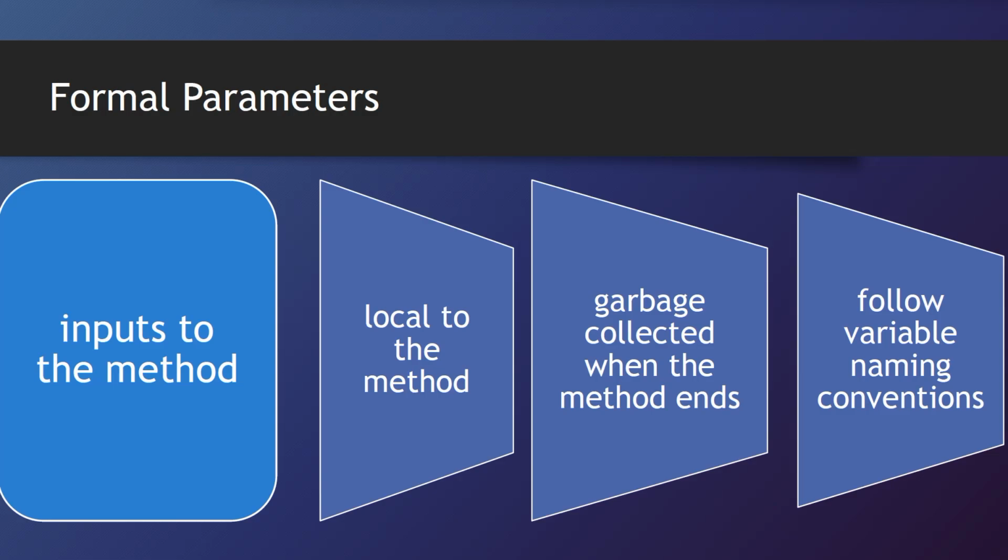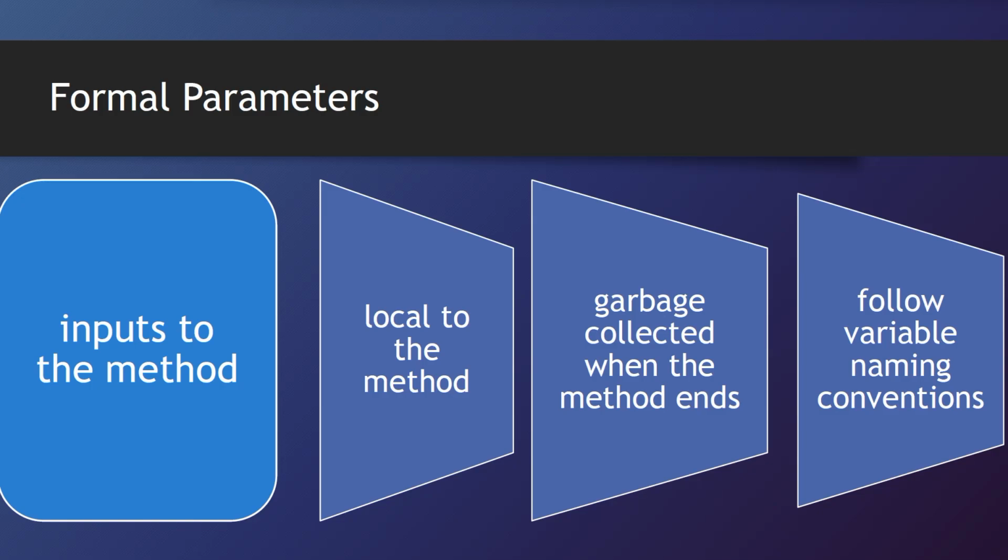The formal parameters are the inputs to the method. This is the information the method needs to take in order to accomplish a task. Formal parameters are local only to that method, and they exist only as long as the method is running. When the method ends, the formal parameters are released for garbage collection.